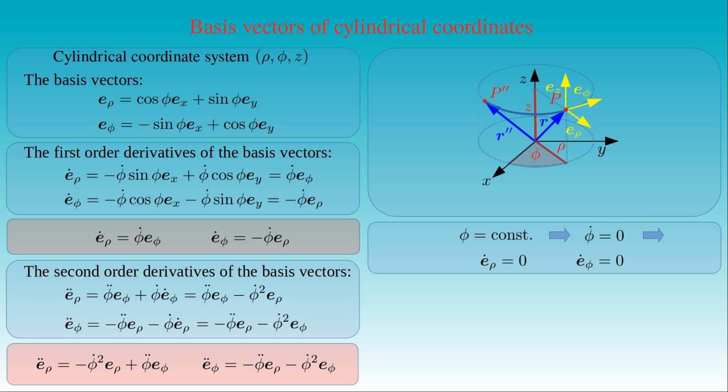If we translate the point P to the point P double prime along the circle of constant rho in the z-plane, the coordinates of the point P double prime will be rho, phi double prime, and z. Since we change the azimuthal angle, its derivative does not vanish. Neither do the derivatives of the basis vectors. As a result, the basis vectors are changing as we move the point P along the constant rho circle. For the basis vectors erected at the point P double prime, both the vectors e rho and e phi point into different directions compared to those at the point P.